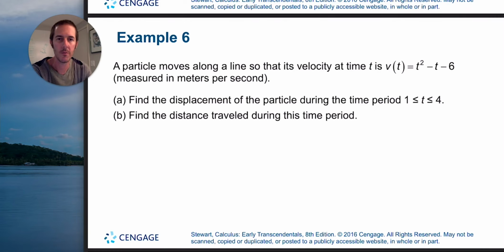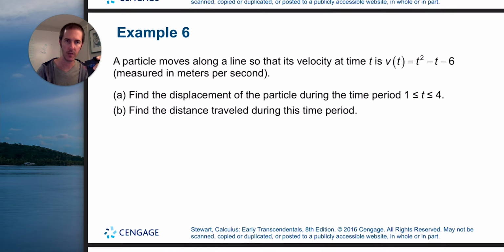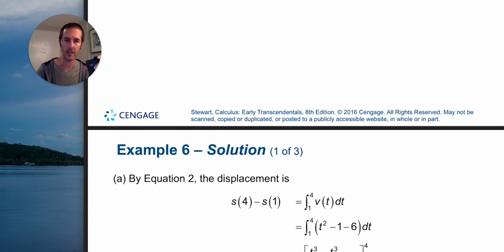The particle moves along a line so that its velocity at time t is represented by this function as measured in meters per second. Find the displacement, and then you notice in part B it says find the distance. So displacement is going to be that net change, which means all we have to do is integrate. And in this problem, we're looking at the time period from 1 to 4 seconds. Let's see how the author in these slides lays this out for us.